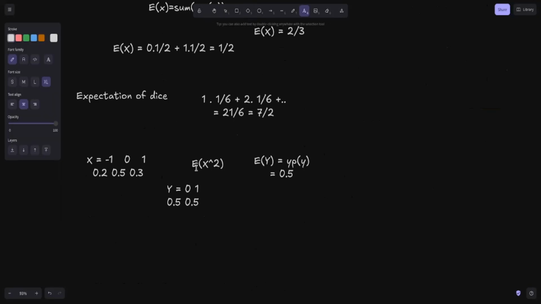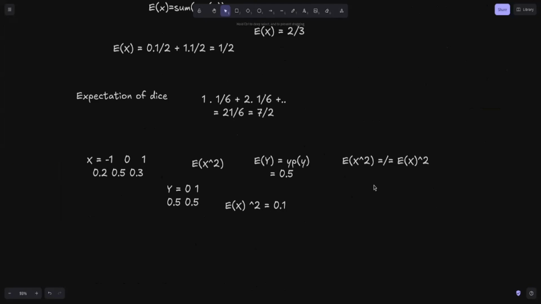But logically, if you had done this silly mistake, E of x square, what would be E of x? So E of x would be 0.1. So you notice something, that E of x square is not equal to E of x whole square. So don't confuse this. You cannot just square it like this. Okay, so you understand this, right?